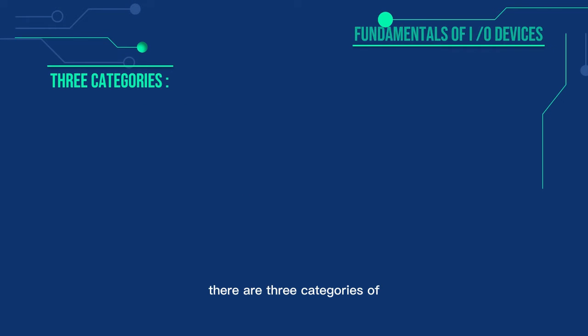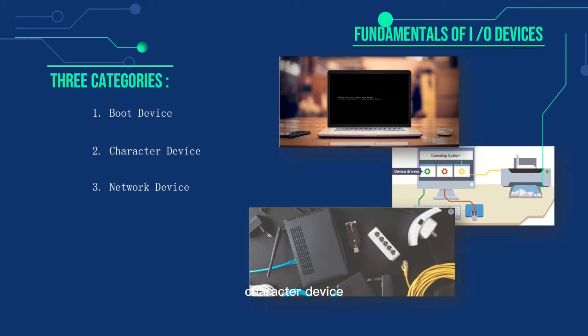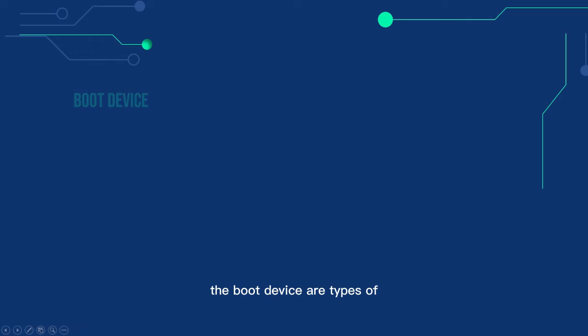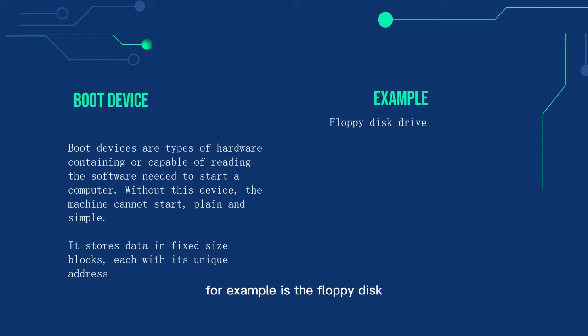There are three categories of fundamentals of input and output devices, which are boot device, character device, and network device. The boot device is a type of hardware containing or capable of reading the software needed to start a computer. Without this device, the machine cannot start, plain and simple. It also stores data in fixed size blocks, each with its unique address. An example is the floppy disk.